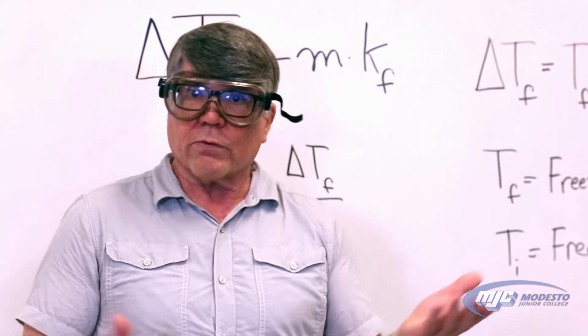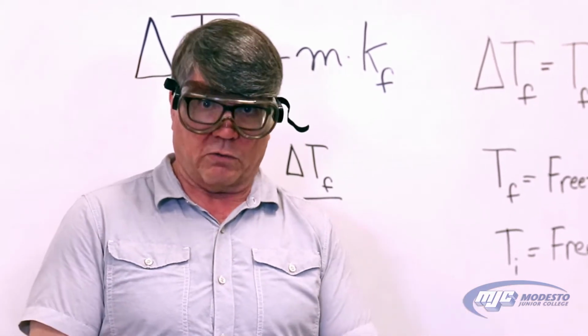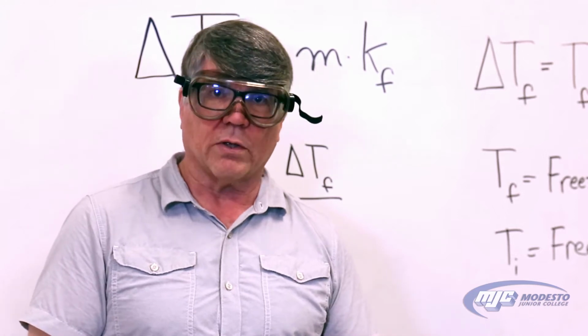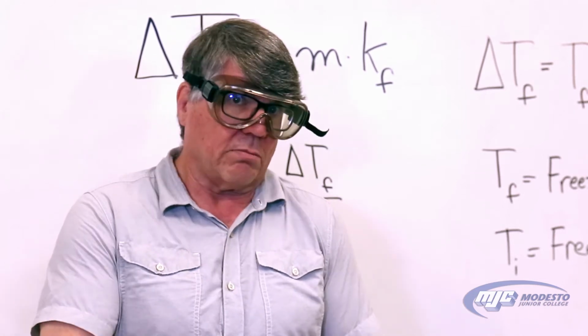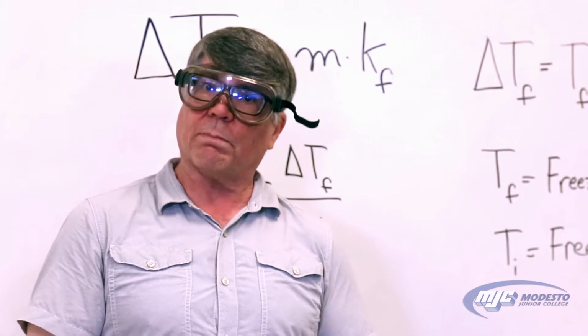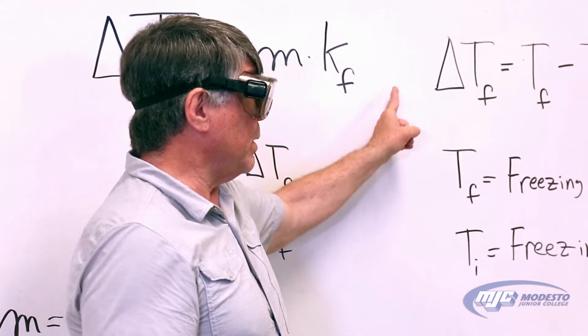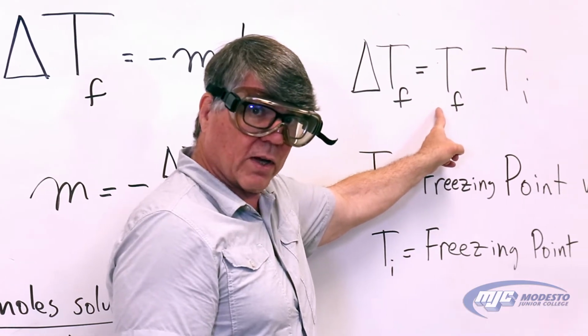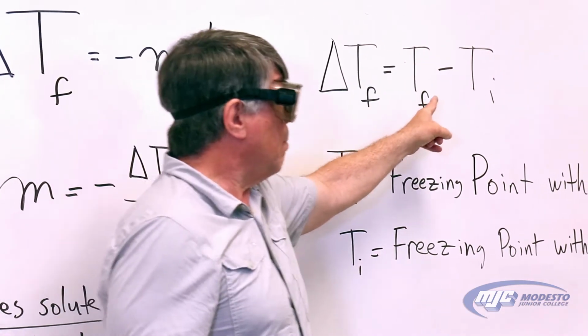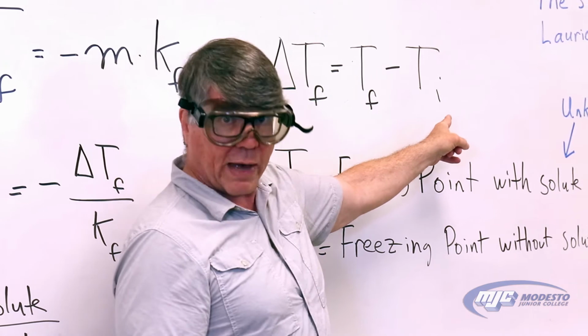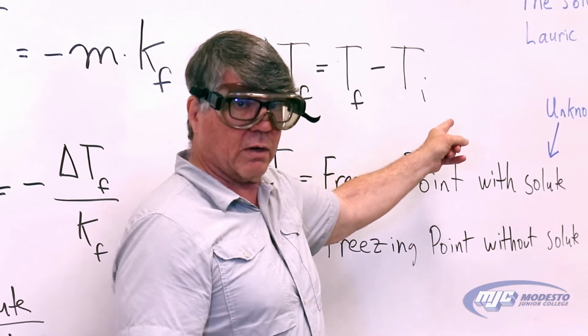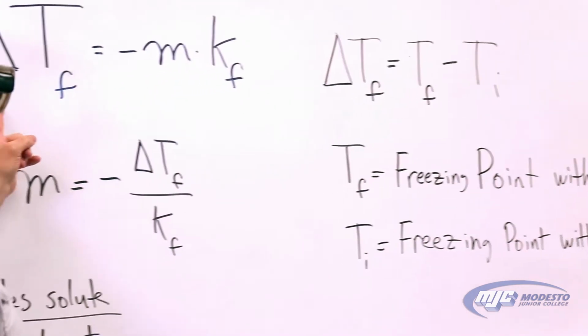So water freezes at 0 Celsius when it's just water. If you add some salt, it freezes at some lower temperature, -1, -2, something like that, depends on how much salt you put in it. And now the delta TF would be the freezing point with the solute in it, with the salt in it, minus the freezing point without the solute, just the pure solvent. So that's what delta TF is.